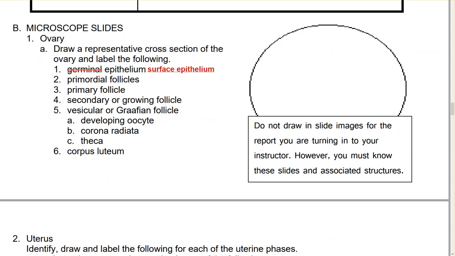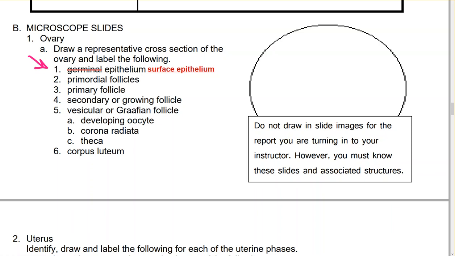And so here's all the structures that we're going to identify there. We're going to find the germinal epithelium, often called surface epithelium, and the video about the ovary talks about why early histologists named it germinal epithelium, and so it's a pretty cool story.